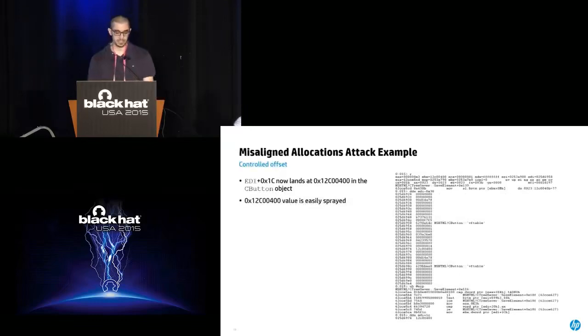All right, so this is at crash time. At crash time, we had EDI plus 1C pointing to an offset from the misaligned C button. Basically, this offset contains the value 12C00400, and that value can be sprayed by an attacker, and then he can control the flow from there.